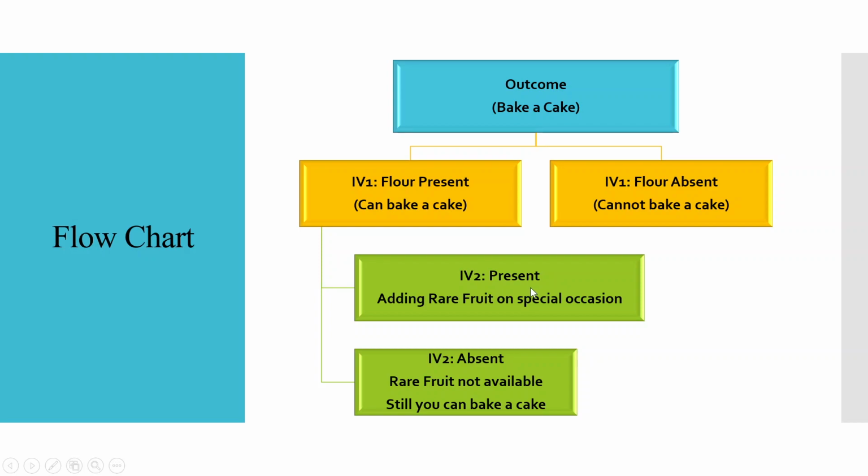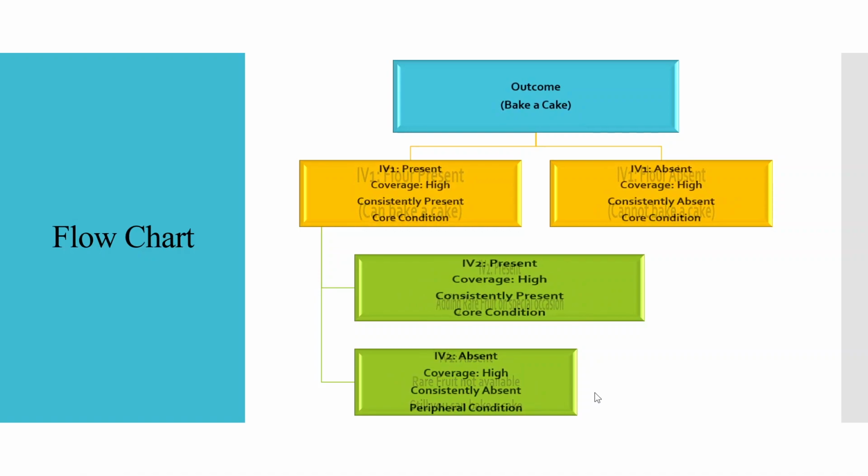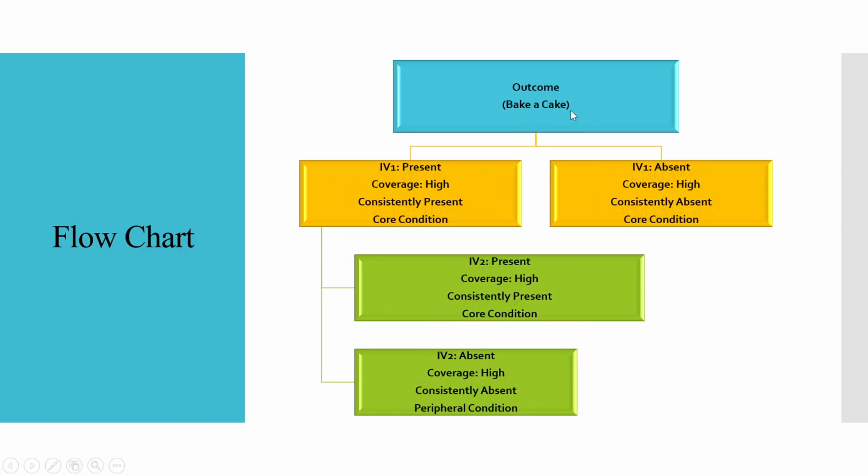IV2, the rare fruit, present: adding rare fruit on a special occasion. IV2 absent, rare fruit not available, but still you can bake a cake. Outcome, baking a cake, present. The coverage is high, consistently present, core condition. IV1, the flour, consistently absent, core condition.